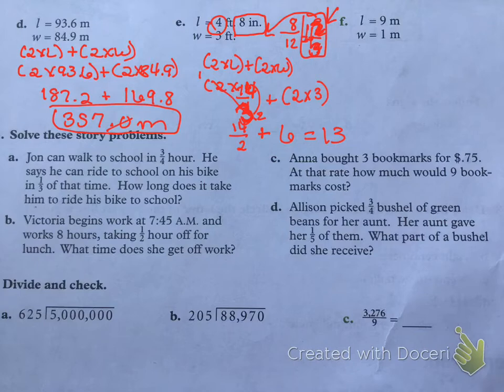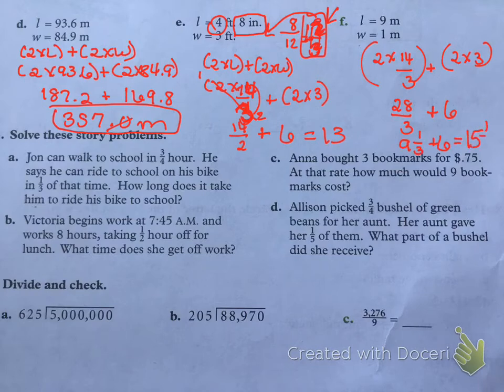Okay, so I'm just going to come right over here and redo this one. So this should be 2 times 14/3 plus 2 times 3. My 14/3 came from 4 and 2/3 right here. All right, I cannot cancel anything here. So this is going to give me 28/3 plus 6. 3 goes into 28. 9 and 1/3 plus 6, which gives me 15 and 1/3 feet.